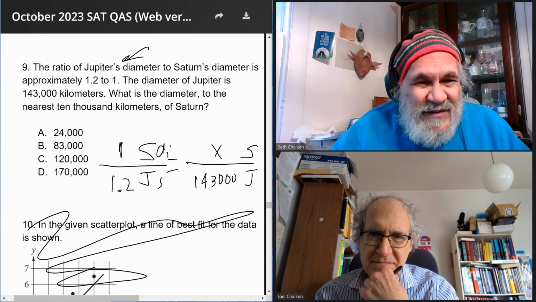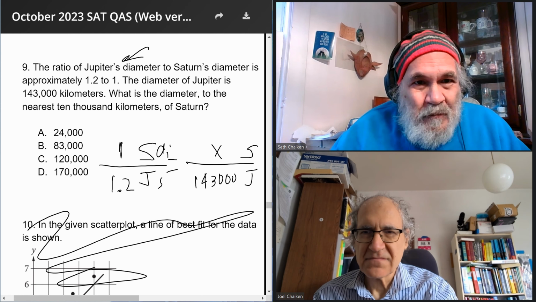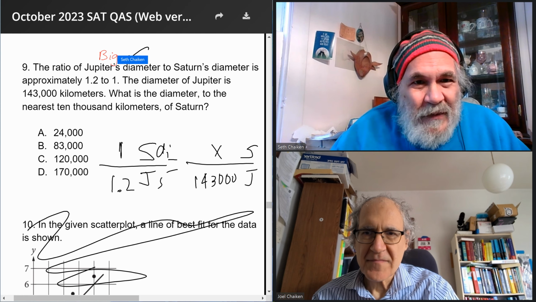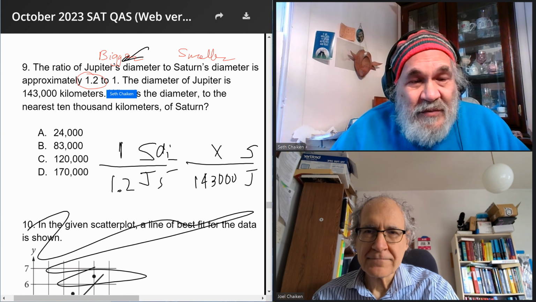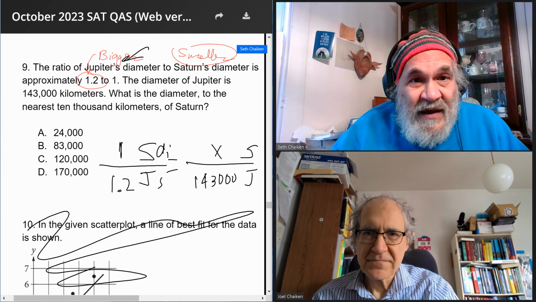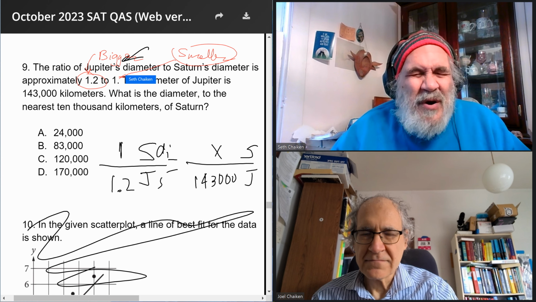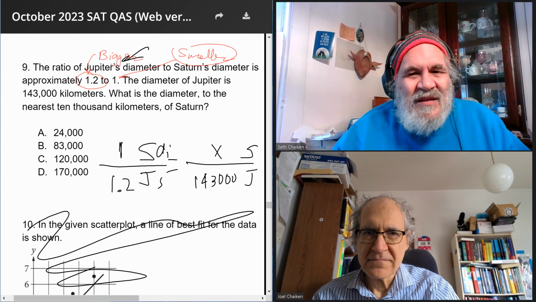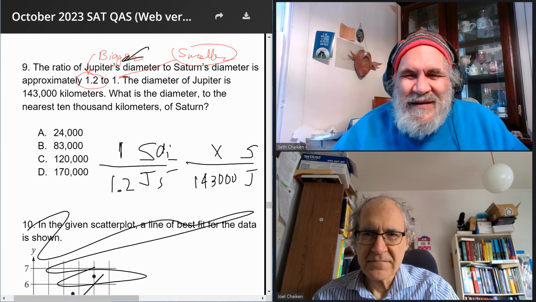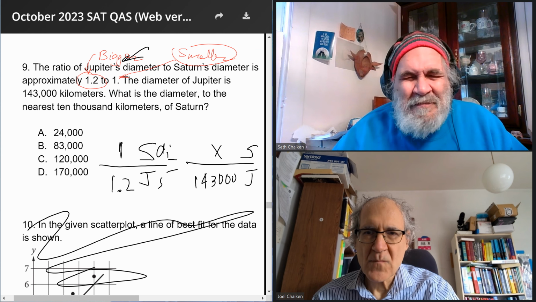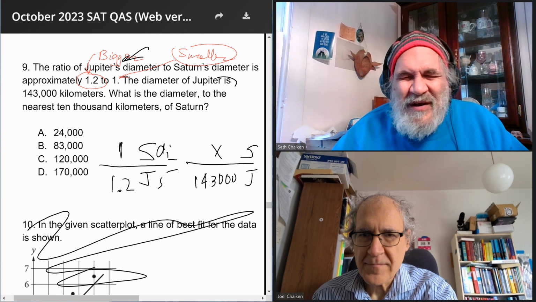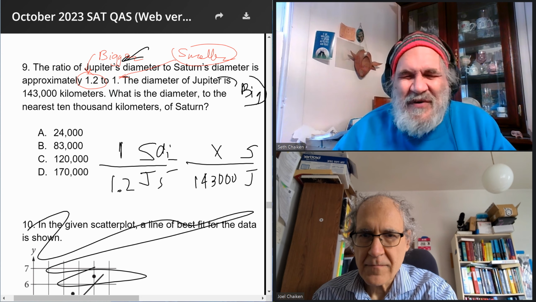I thought of it as this. I wrote Jupiter's big. Bigger, and Saturn is smaller. Yeah. Bigger. That's because bigger is 1.2. The smaller component of the ratio is 1. The big diameter is 143,000 kilometers. So the smaller diameter, you have to get smaller by dividing.